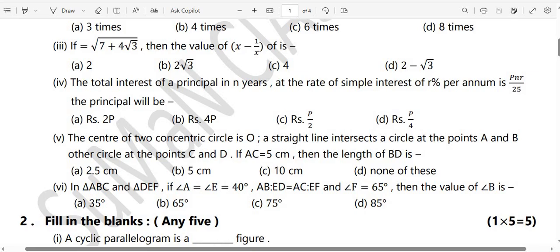Question number 5. The center of two concentric circles is O. A straight line intersects one circle at the points A and B, the other circle at the points C and D. If AC is equal to 5 cm, then the length of BD is. Option A, 2.5 cm. Option B, 5 cm. Option C, 10 cm. Option D, none of these.